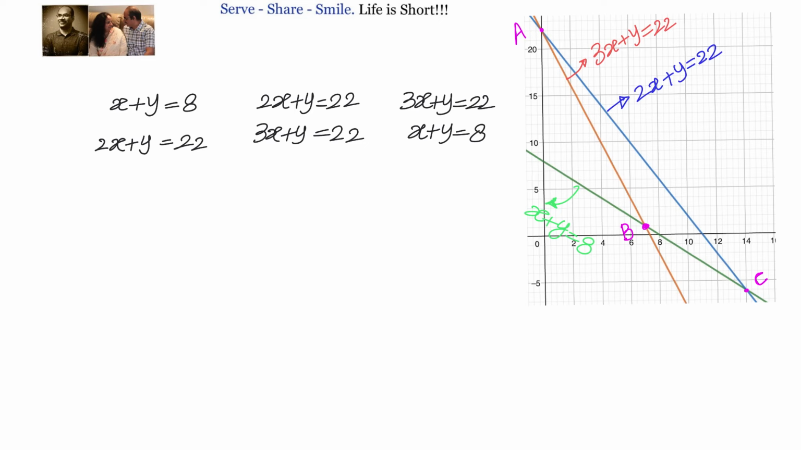In this video, we will look at how to find out the incenter of the triangle which is having sides x plus y equals to 8, 2x plus y equals to 22 and 3x plus y equals to 22 as given in the figure. So we can solve this problem in two methods.